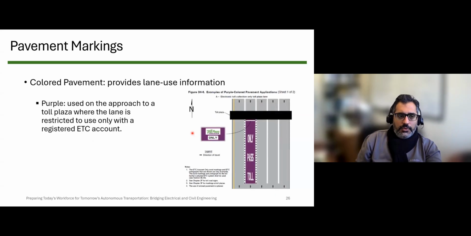And finally, we have the purple color, similar to what we had for the purple on traffic signs. On the pavement marking, it is also going to show the electronic toll collection and data for that.